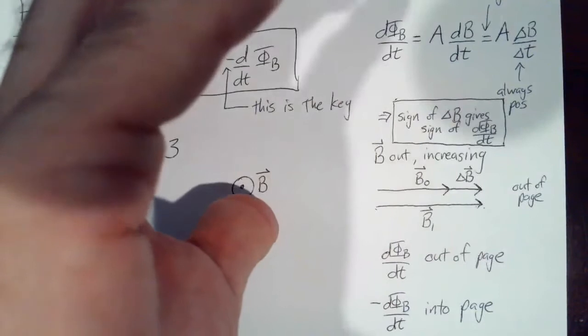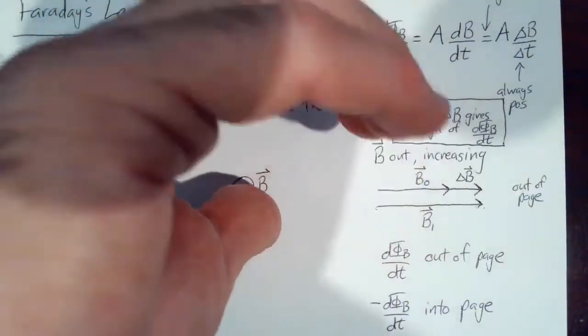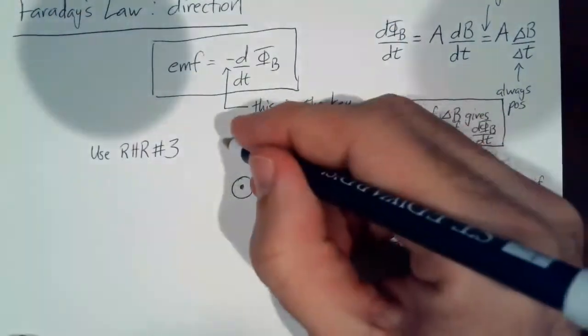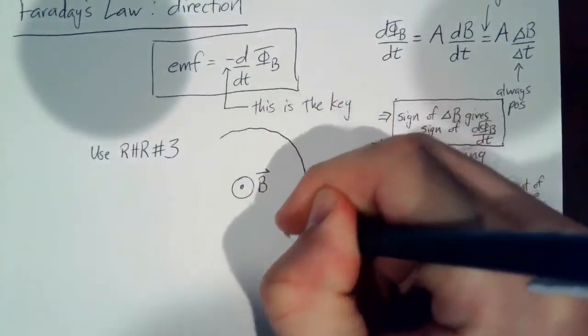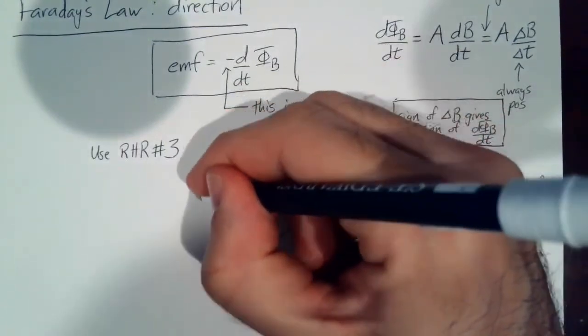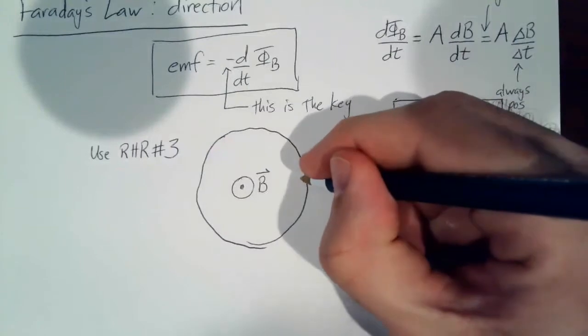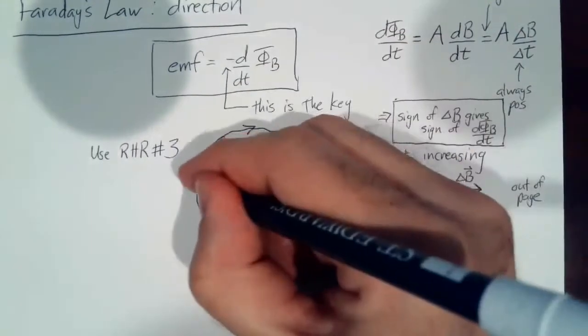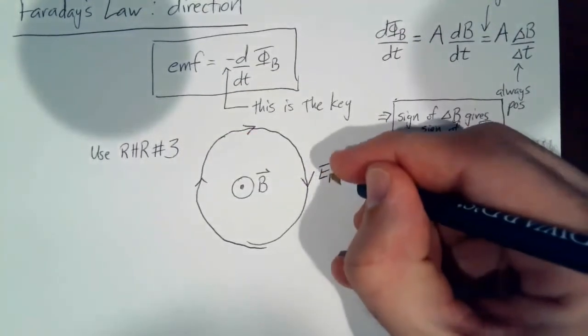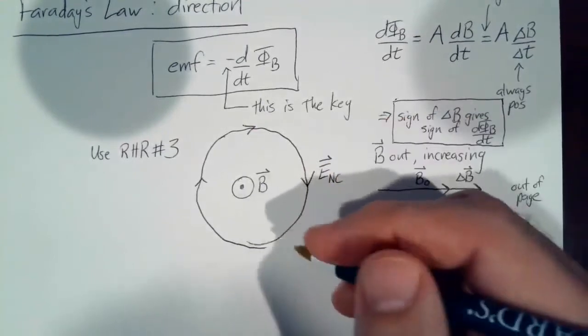So I'm going to point my thumb into the page, and my fingers are going to curl in the direction of the induced electric field. So the induced electric field around this changing magnetic field is clockwise. And again, your book calls this a non-Coulomb electric field.